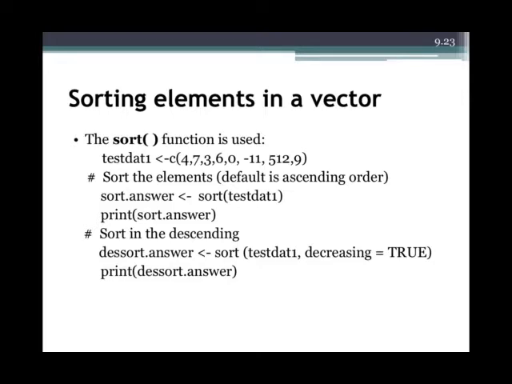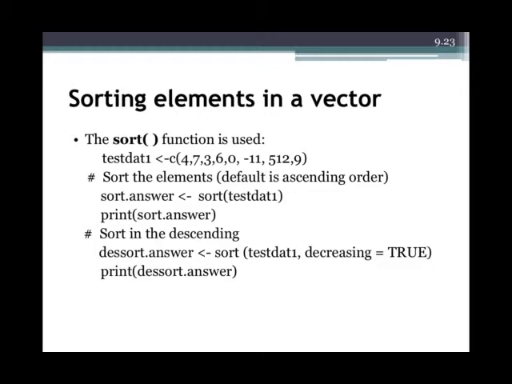Then we have another function which can rearrange the data in a vector. It is called the sort function. So sort by default will sort in the ascending order. It can sort strings or numbers. So we'll sort the data first, where we say sort dot answer is assigned the value of sort and the data test data 1. That's a vector we have created.